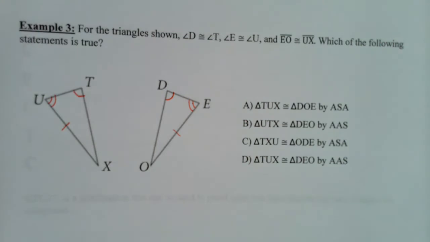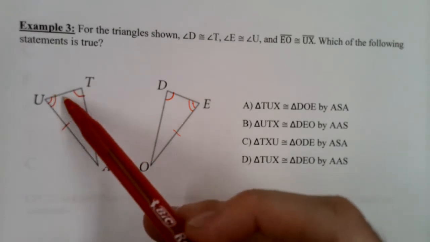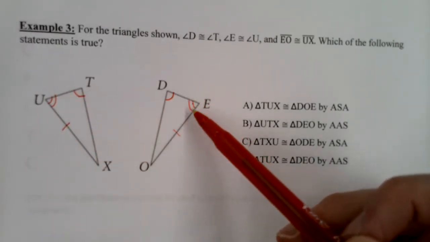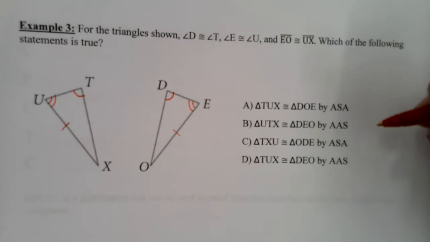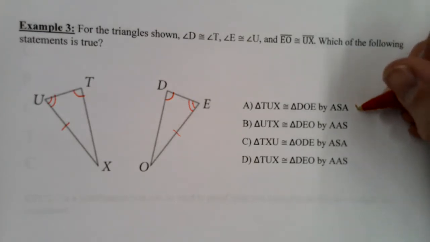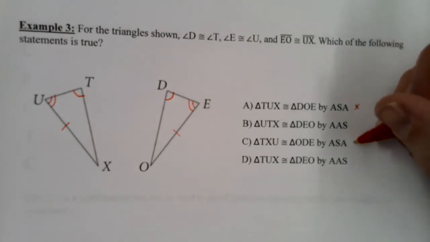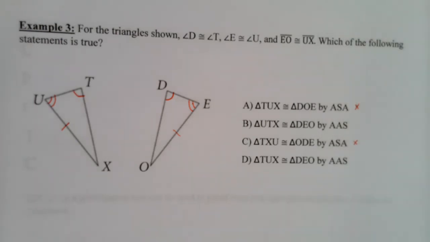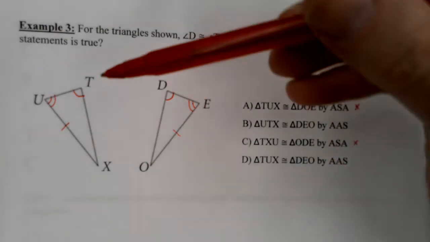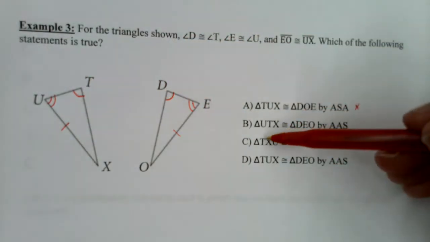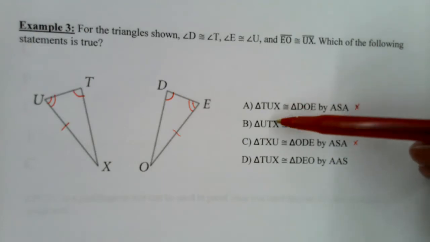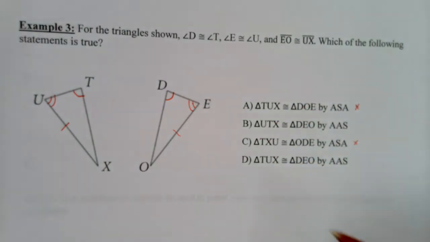So first of all, the reason why the triangles are congruent is we have angle, angle, side. So it means it's not A, and it's not C. So it's either B or D. T corresponds with D. So it's got to be D.